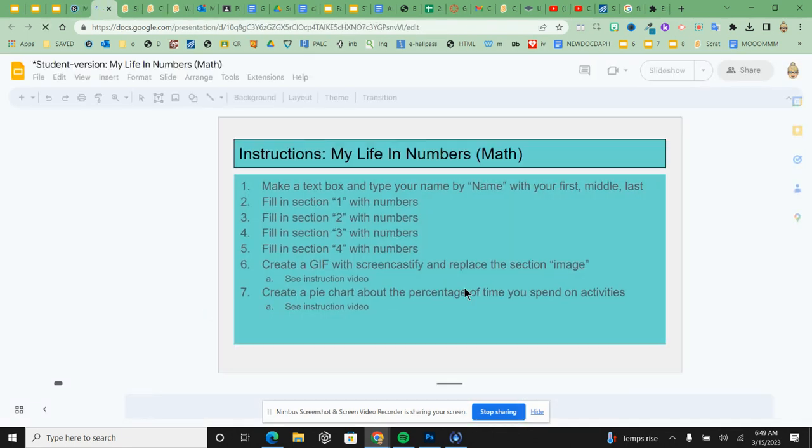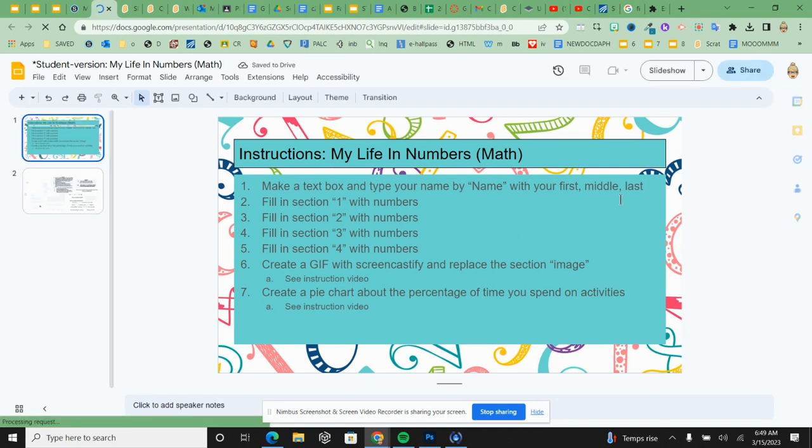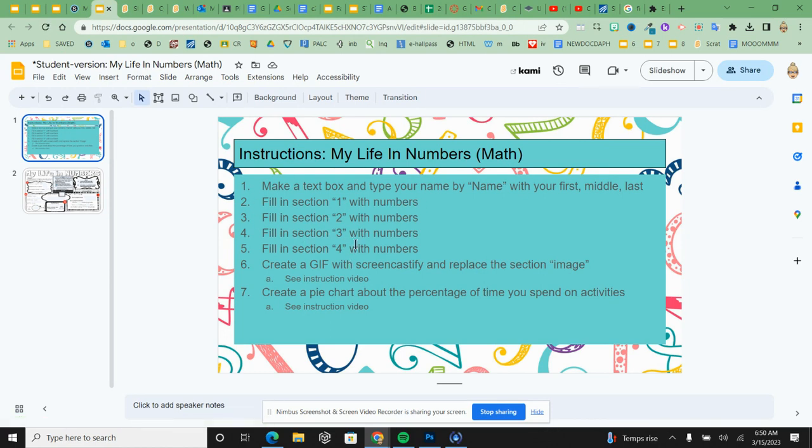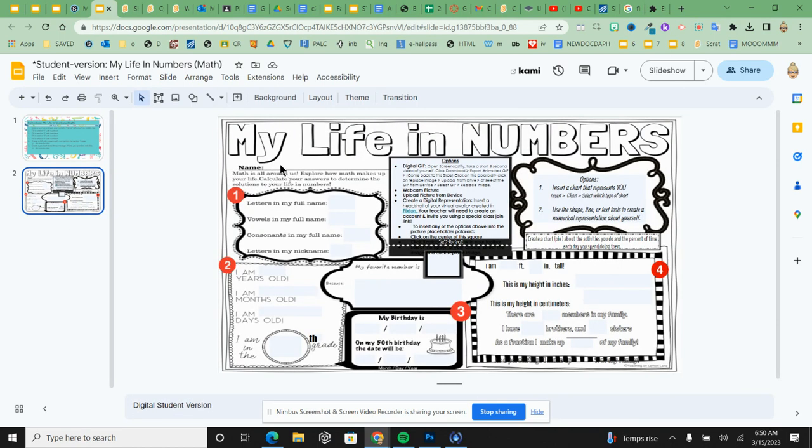So once you open your document and click Edit, it tells you you're going to fill in the text box with your name. You're going to fill in the sections in number 1, number 2, number 3, and 4. So first we're going to do the math part. First you're going to type your full name up here in the name line. Remember, you have to make text boxes. Full name, remember, includes middle and last name.